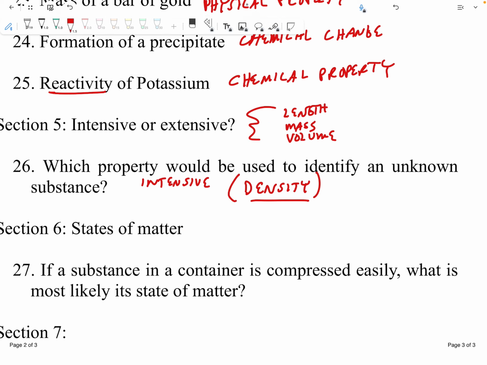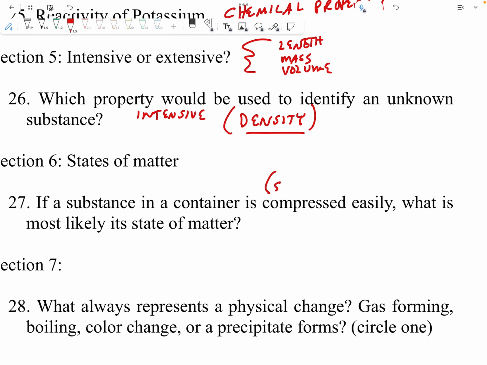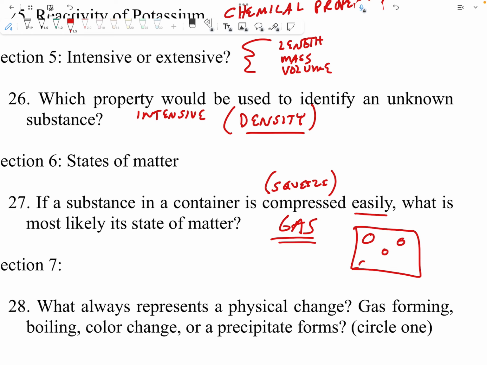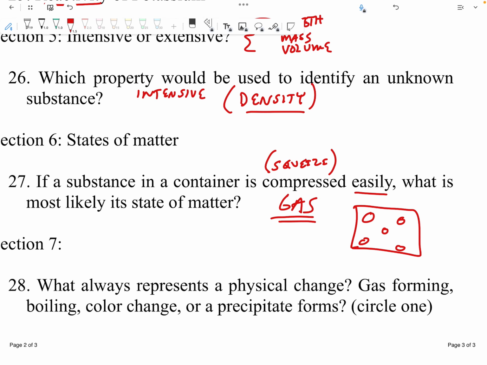And then, two more. States of matter. If a substance in a container is compressed, to compress something means to squeeze it easily. What is its most likely state of matter? That would be a gas. Okay, remember in a gas, particles are far apart. Out of these four, 1, 2, 3, 4, okay, what always represents a physical change? Gas forming, boiling, color change, or formation of a precipitate. Always, for us, here, it will be boiling.